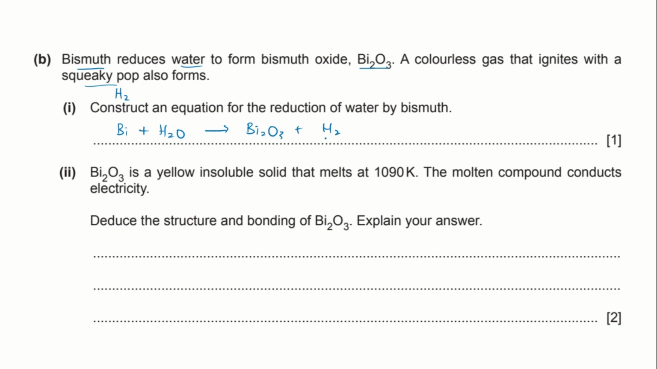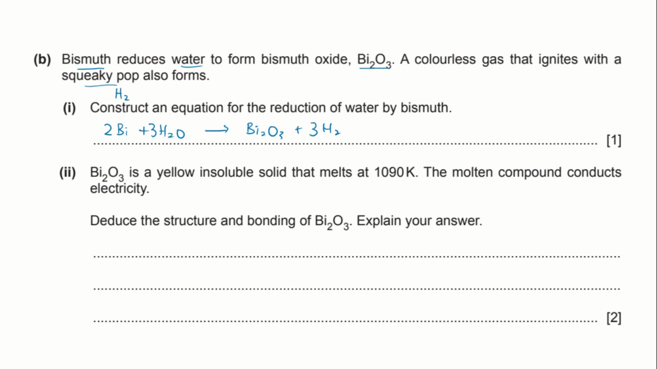Now we can do the balancing. So I need 2 bismuth. And let's balance the number of oxygen first. I have 3 oxygen here in bismuth oxide. So that means I will need 3 water molecules because each water molecule contains only 1 oxygen. So I need 3 of them. After that, we can balance the number of hydrogen. 3H2 here, so 3H2 on the right hand side also.